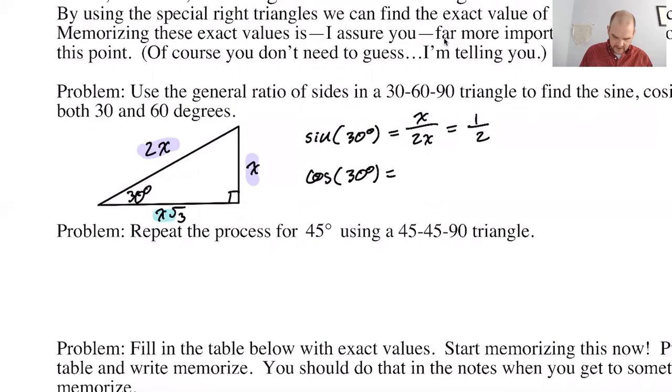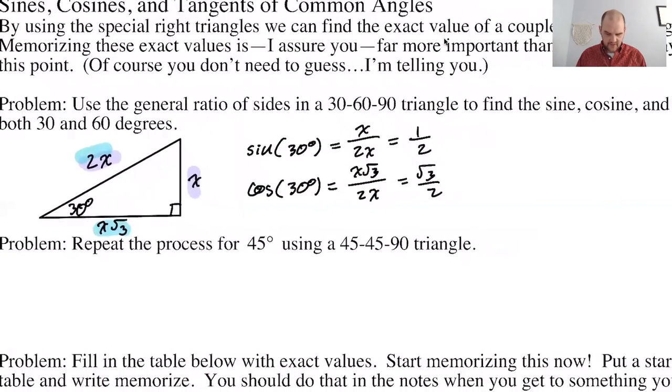All right, what are we doing here? So we're going to do adjacent. So x root 3 over hypotenuse, which is up there again, 2x. So here we go. Cosine of 30 degrees, radical 3 over 2. No matter where it's happening in the universe, is it in a triangle? Is it just sitting there on a bench? Who knows? Its cosine is radical 3 over 2, and you're going to memorize that.